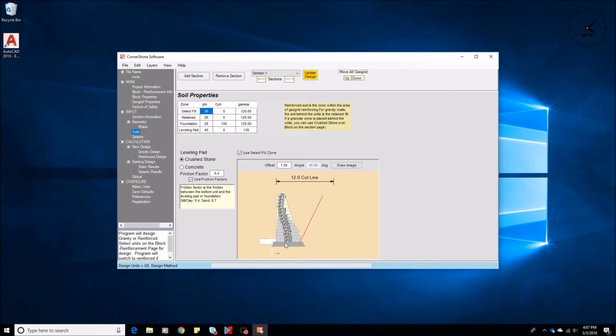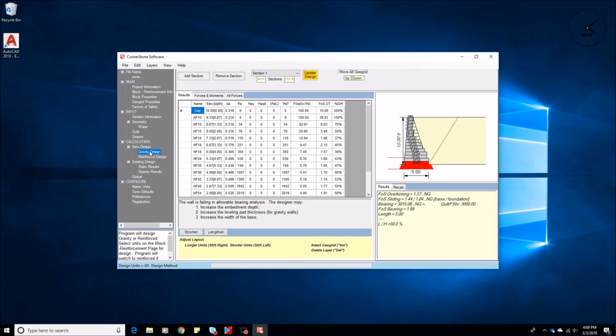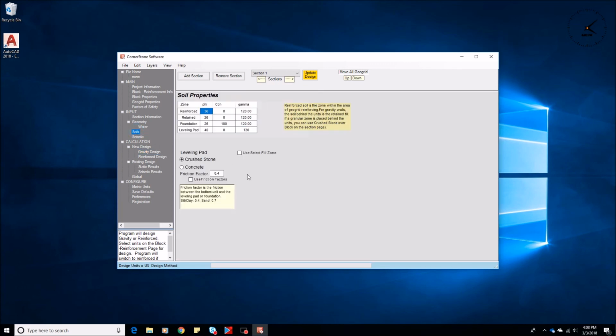Oftentimes when we design, maybe not Cornerstone walls, but other walls, we don't use a leveling pad. Therefore, we can describe what our friction factor is. Some engineers prefer to use a friction factor approach instead of the friction angle approach. Again, it's a preference of the designer, what he wants to use.